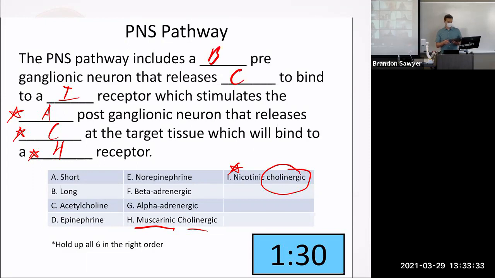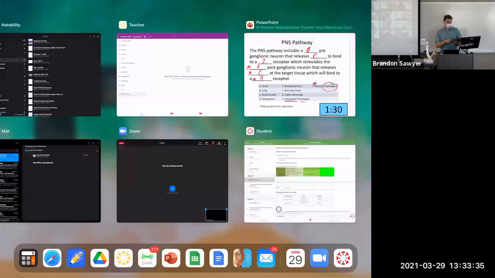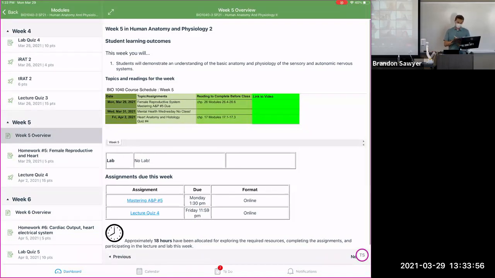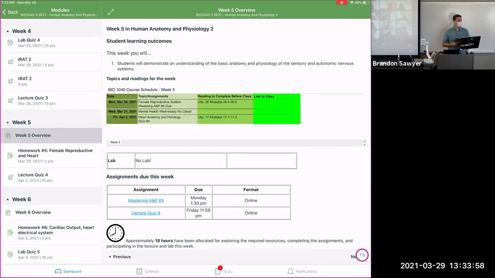Okay, so before we keep going with those notes, let's take a quick look at what we've got for this week. No lab this week because we don't have class Wednesday, which doesn't really matter for this section, but a lot of the other labs from other sections happen on Wednesday. So that's why we don't have lab this week. We don't have to worry about that. Mastering A&P is due right now. Hopefully that's already done. We've got a lecture quiz. You can see that lecture quiz number 4 is due Friday.